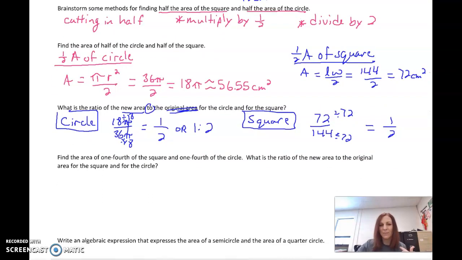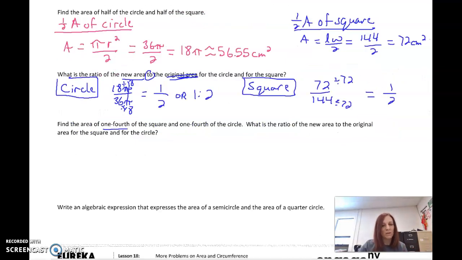All right, so keeping that in mind, what is the area of 1/4 of a square and 1/4 of a circle? Okay, and what are the ratios? Well, I'm going to do circle first, because we've been kind of doing circle over here. If I want 1/4 of the circle, that means I'm going to divide by 4. So I'm going to take whatever my area is, pi times the radius squared, and divide it by 4, 1/4.